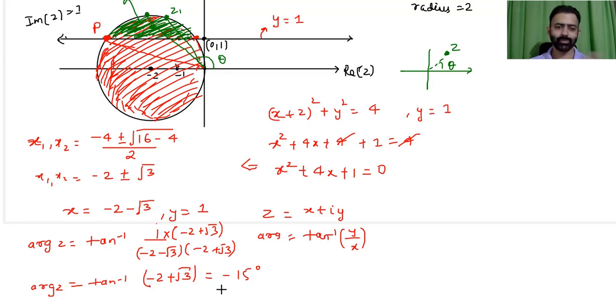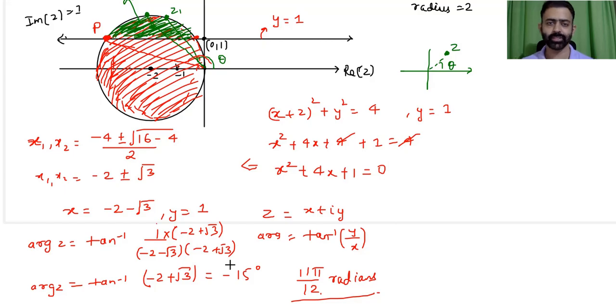But because this is −15 degrees and I have to find the greatest value, I have to give the positive angle, right? So just subtract this from pi, and you will get the required answer. In terms of radians, this angle will be 11π/12. Because we have to give the greatest value, its magnitude should be positive, its magnitude should be maximum. So 11π/12 will be the required answer.